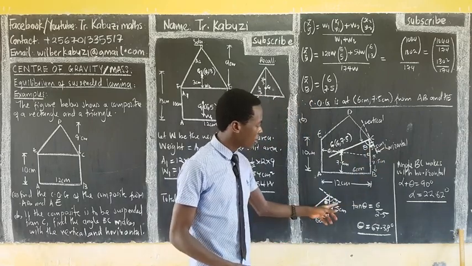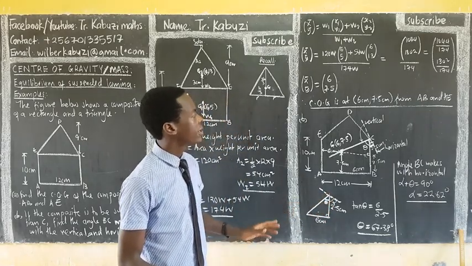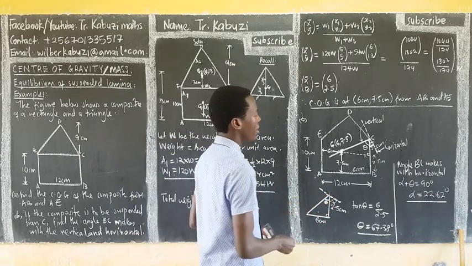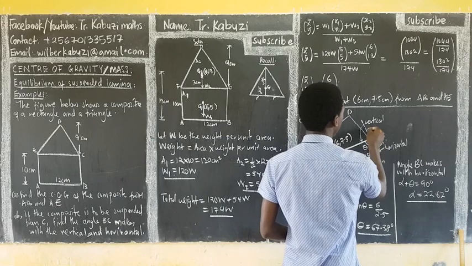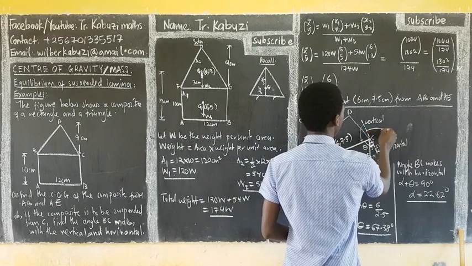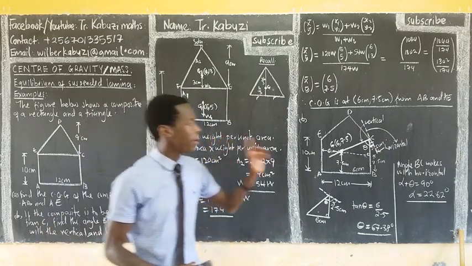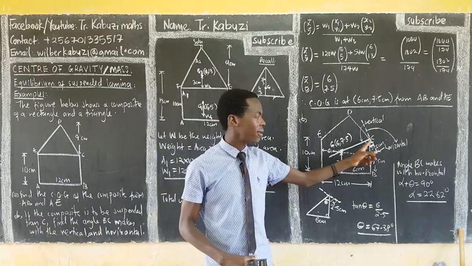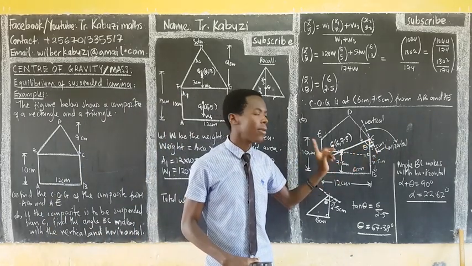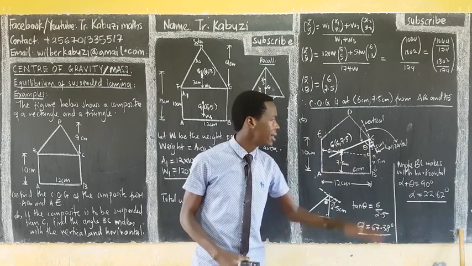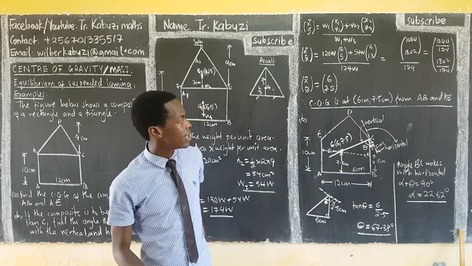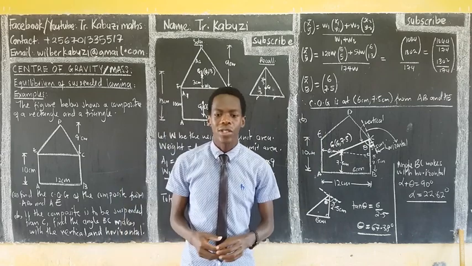So this is the horizontal, this is the vertical. Once you know those, the rest are always easier. This is the horizontal there. The point is that the vertical is always from the point of suspension through the center of gravity. After that, the rest are very easy. So that's it, members. I wish you well.